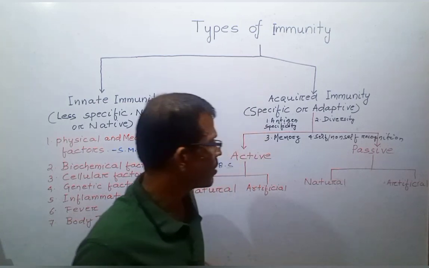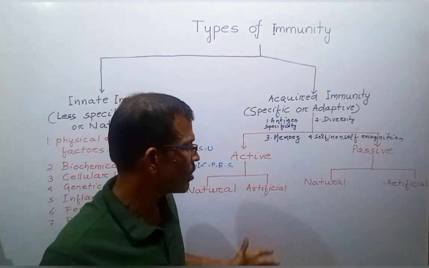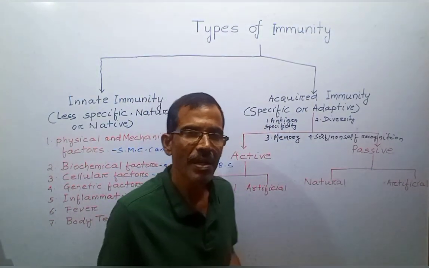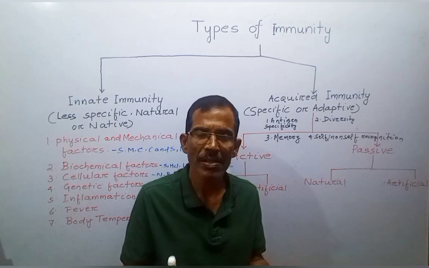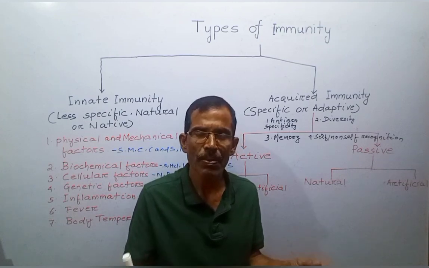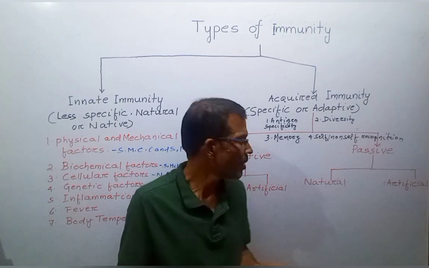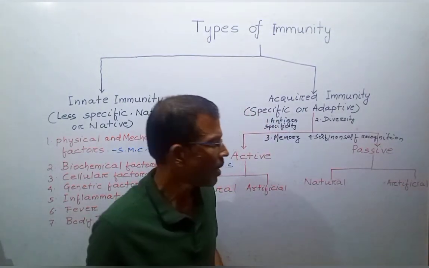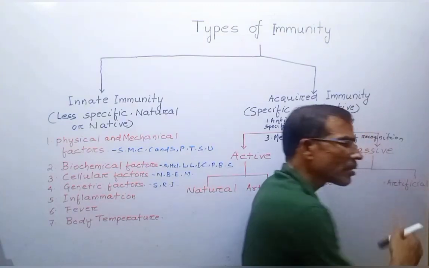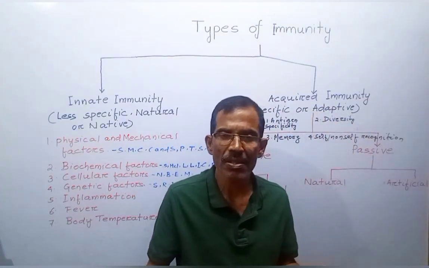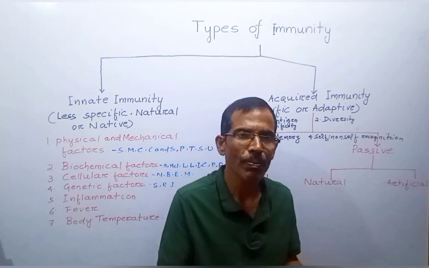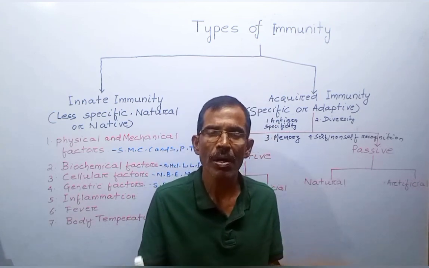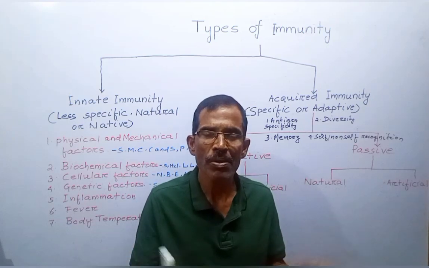Passive acquired immunity is again divided into two different types, natural and artificial. The resistance which develops in a fetus as a result of transfer of antibodies from mother is known as natural passive immunity, whereas artificial passive immunity is the resistance that results due to the transfer of sensitized lymphocytes from an immune individual to a non-immune individual.